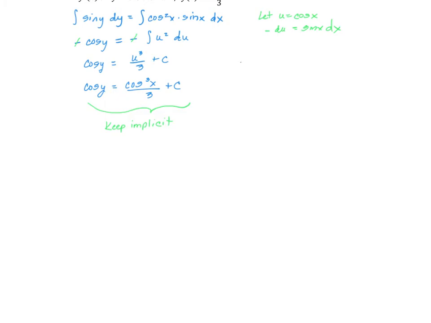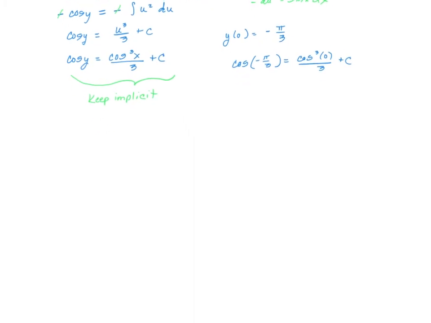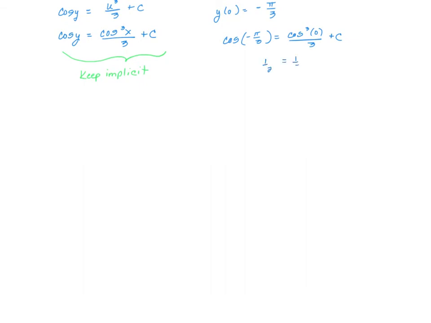From here, I'm going to look at that initial condition y of 0 is equal to negative pi over 3. So if y of 0 is equal to negative pi over 3, then cosine of negative pi over 3 is equal to cosine cubed of 0 over 3 plus c. 1/2 is equal to 1/3 plus c. So 1/2 minus 1/3 is 1/6, I believe. And my solution is cosine of y in implicit form is equal to 1/3 cosine cubed of x plus 1/6. And again, I'm going to leave it in implicit form because I don't want cosine inverse on both sides.